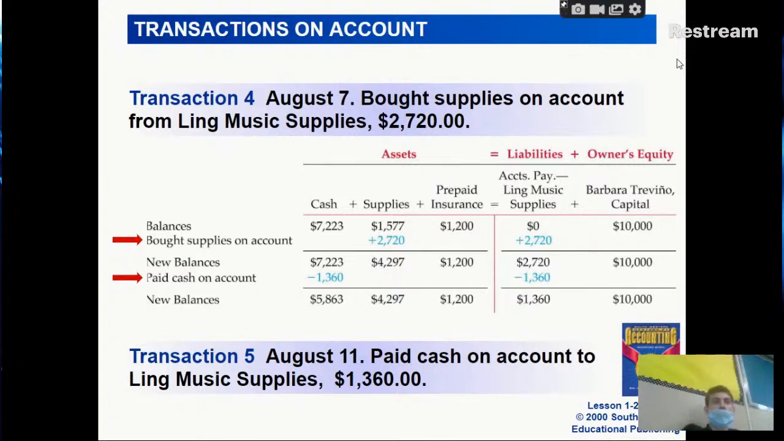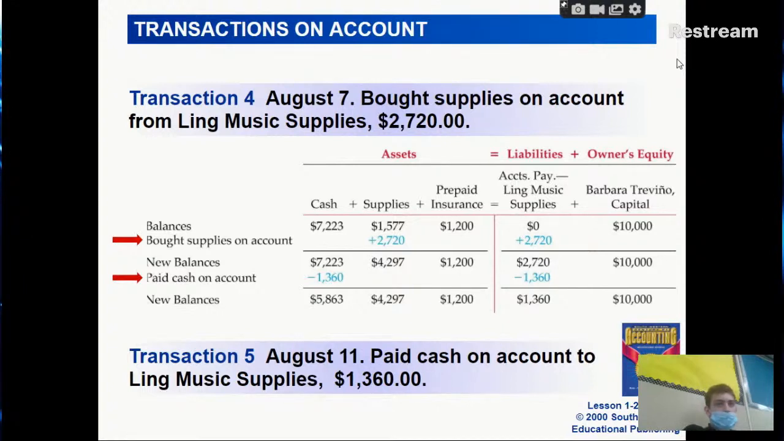All right, but did anything happen to supplies in this thing? No, because we already bought the supplies. This has nothing to really do with supplies, so my supplies are still gonna be $42.97. Nothing to do with insurance, so it's still $1,200.